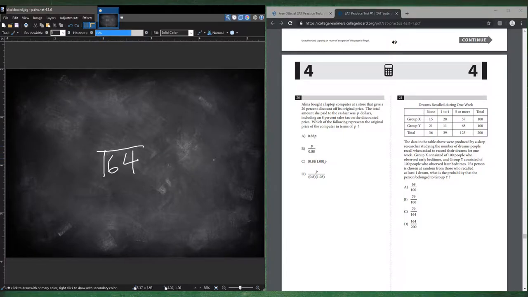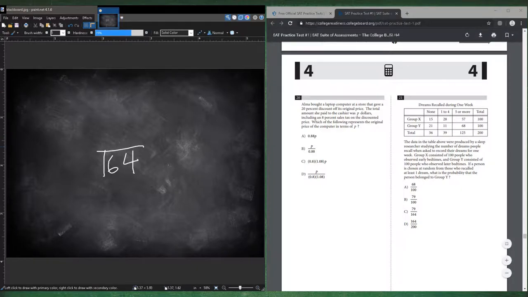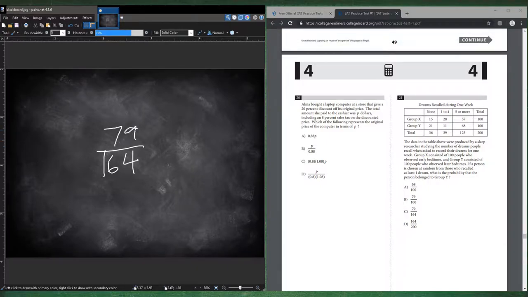And out of that 164, how many belong to Group Y, which is the 11 and the 68, which is 79 in total. So 79 out of 164. So the answer is C. Pretty basic question. It's just a basic chart interpretation.